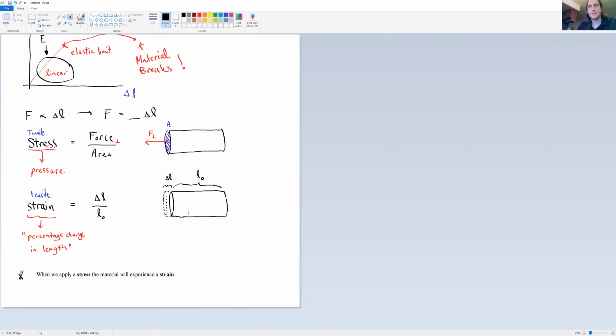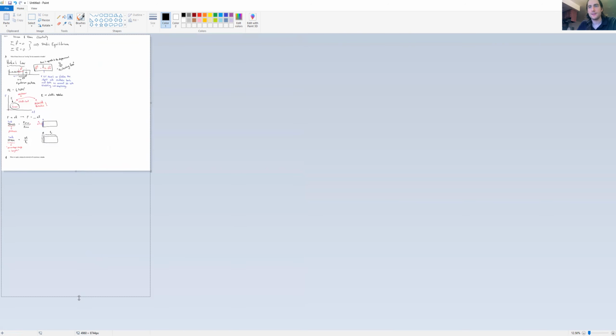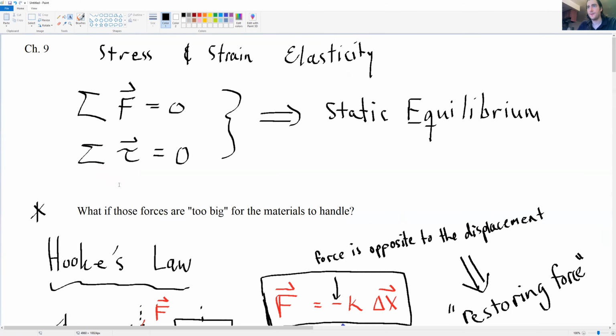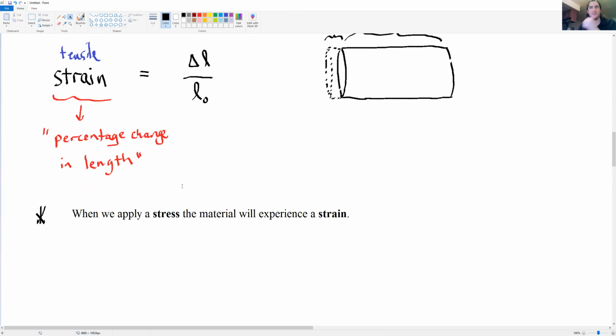And let me zoom out for a second. I forgot to drag this down. So we'll drag that down there. We'll zoom back in. There it is. I'll give you a couple more seconds to write that down. We apply a stress, the material is strained. All right.